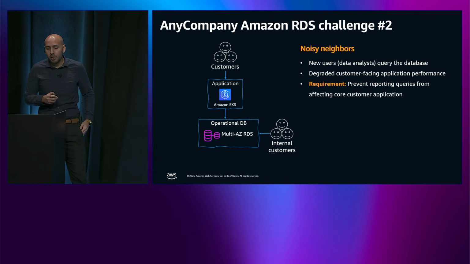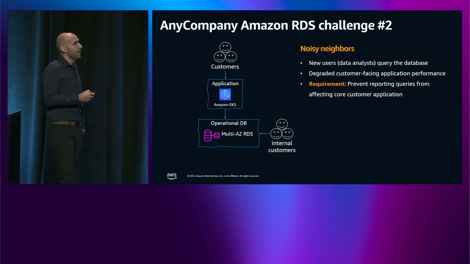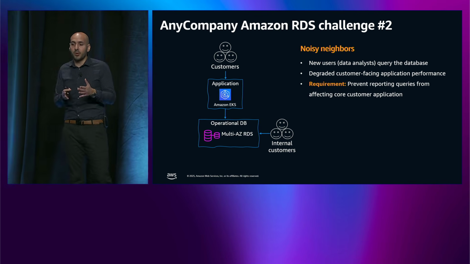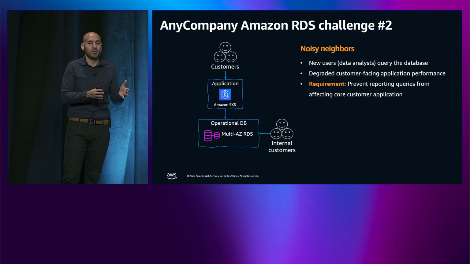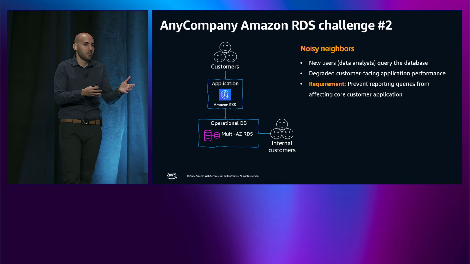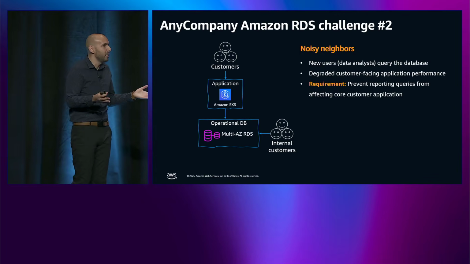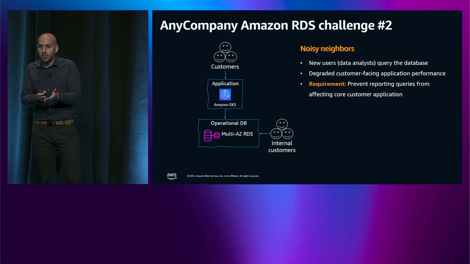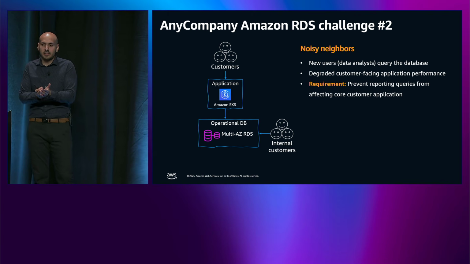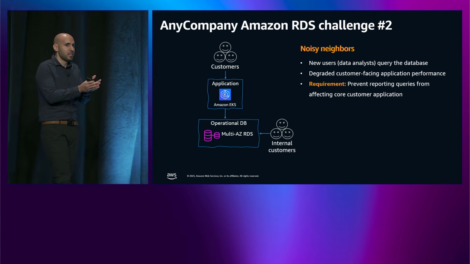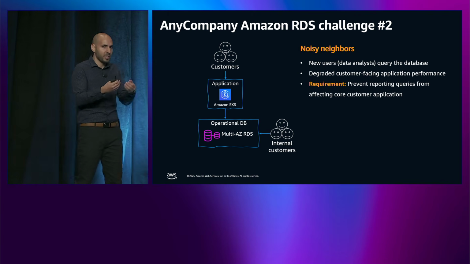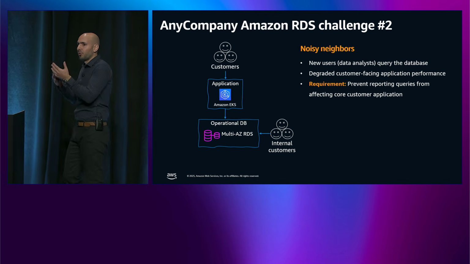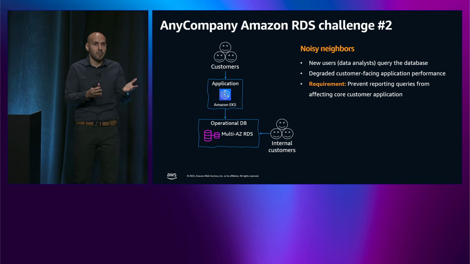So now I would like to talk about the second challenge, which is noisy neighbors. The company's core API performance degraded once data analysts, who are essentially internal customers, basically employees of the company, started running reporting queries on top of this database. So what happens is that this is the same database that serves the customer-facing application where the company actually makes money from. And this impacted the overall user experience and the platform reliability.